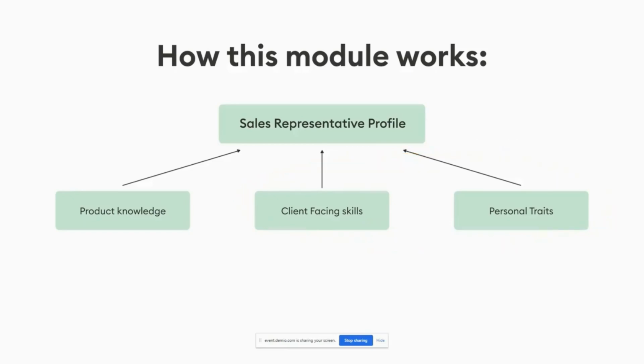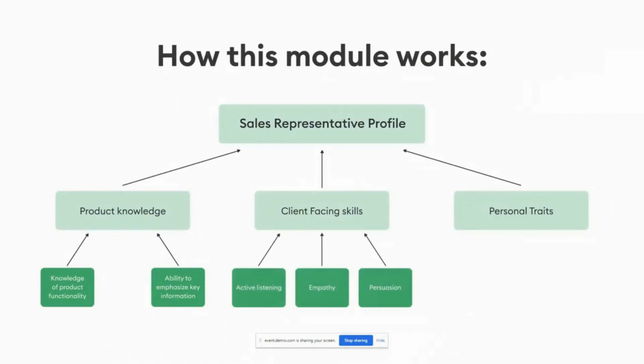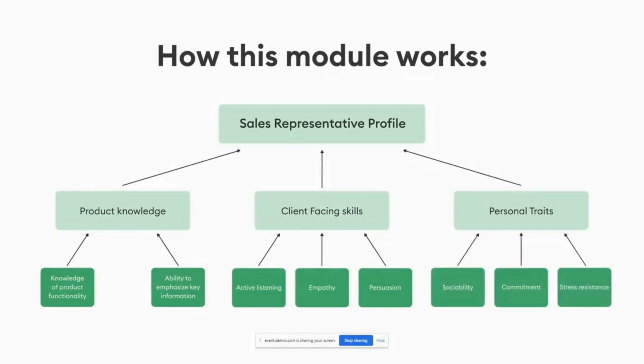Each competency consists of several indicators. For example, product knowledge consists of knowledge of product functionality and ability to emphasize key information. Client-facing skills consist of active listening, empathy, and persuasion, and personal traits consist of sociability, commitment, and stress resistance.